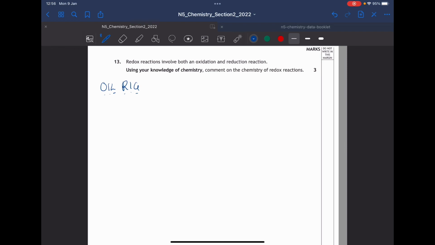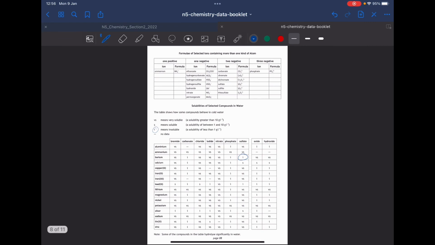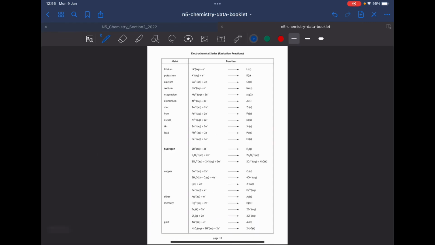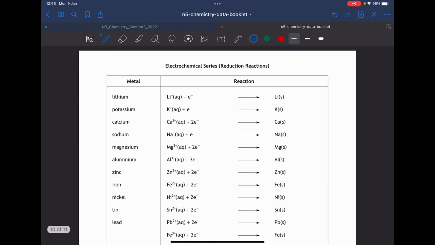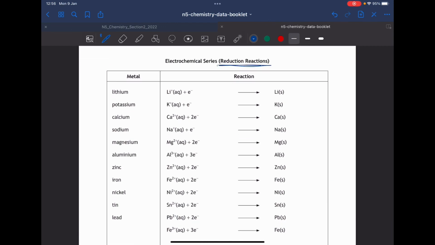You could then give examples from the data booklet, from the electrochemical series. You can give some ion electron half equations. So remember, they are reduction reactions as they are written from left to right. So if you want an oxidation, you just have to write it backwards.